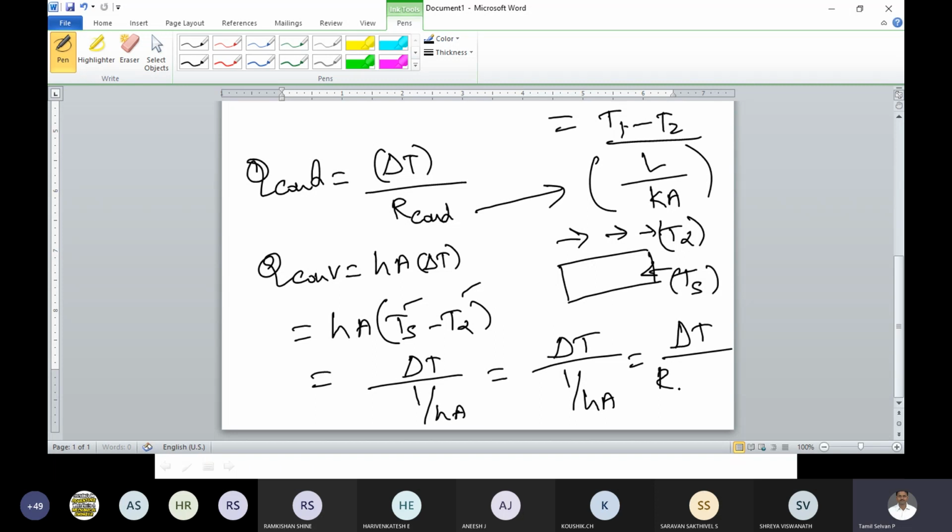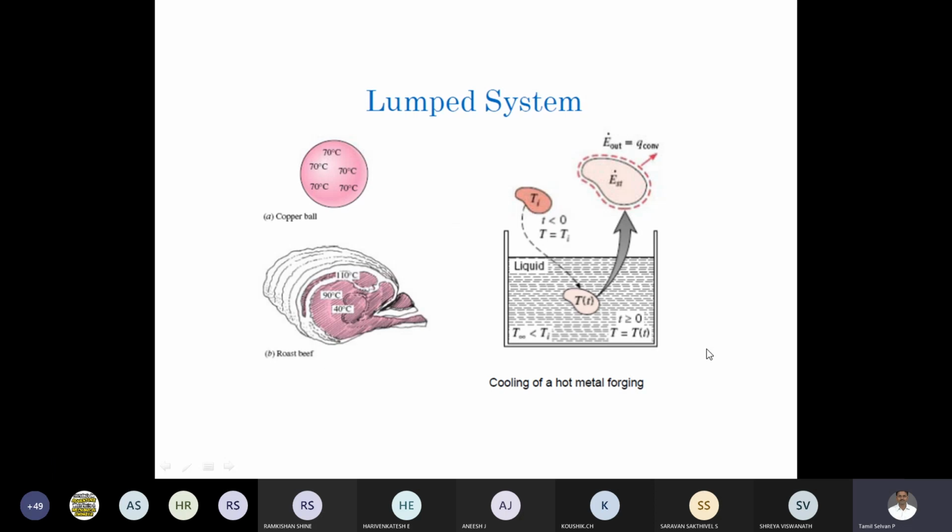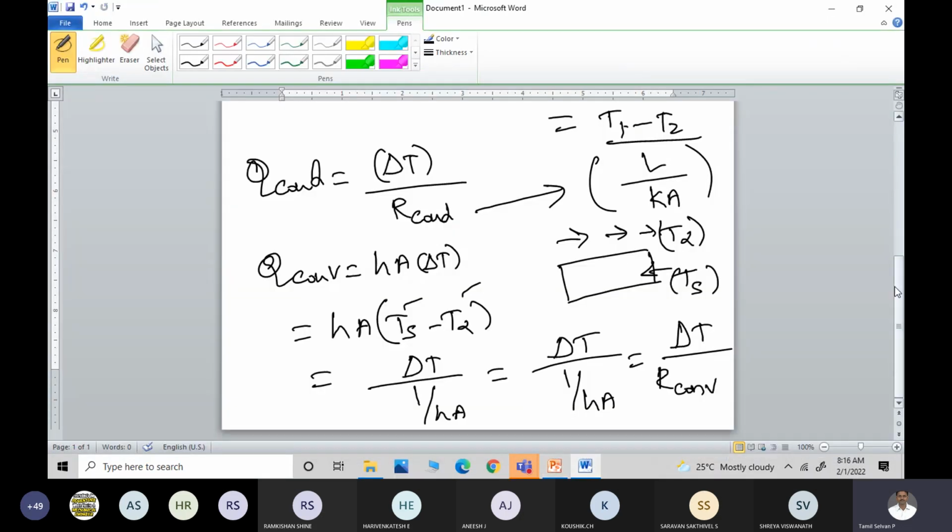Now, in this case, if the solid size is so small and it is quenched in a large volume of liquid which is at a very lesser temperature, then what is the conductive resistance? The conductive resistance, L by kA, is very much lesser, or negligible, when compared to the convective resistance.